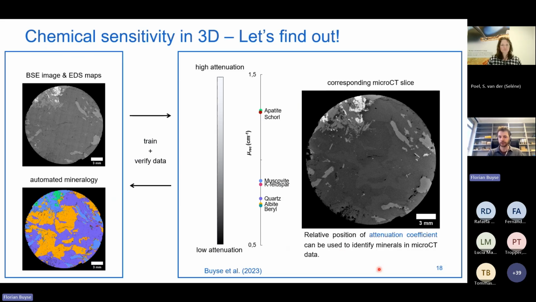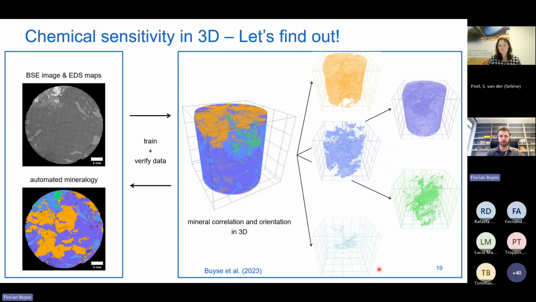But in most cases, you can already use this relative position of attenuation coefficients to identify the minerals in microCT data. This is an example of this, one sample that I scanned. By doing this and the segmentation, you can really correlate all the different phases within and orientation in 3D, which is super useful to say something about, in my case, how these minerals were formed.